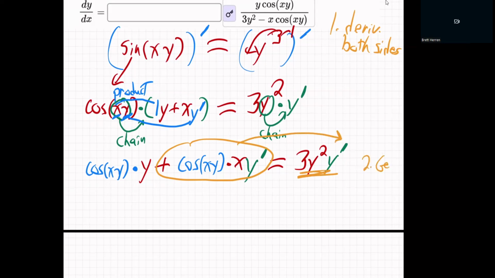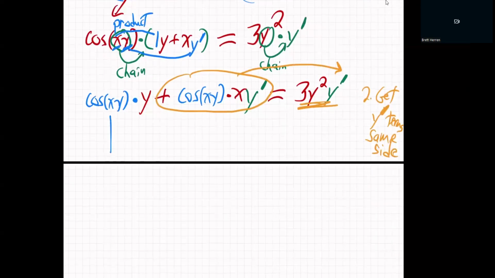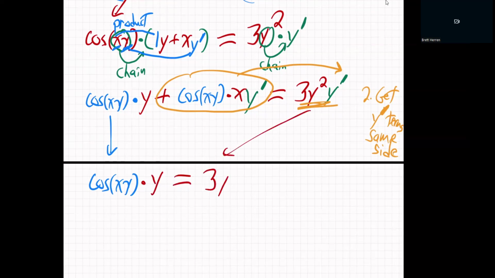This is step 2. Get the y prime terms on the same side. Doesn't matter right side, left side, whatever. So let's bring this down. Cosine xy times y equals, and then this guy, 3y squared y prime, and now this guy right here is plus, will jump over to minus cosine xy times x times y prime. That one, right? Jump to the other side, became negative.